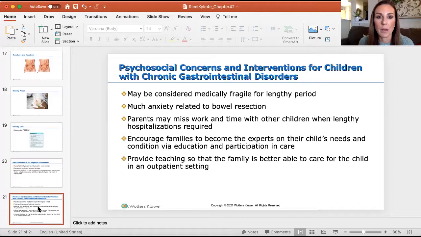There are some psychosocial concerns for patients that have chronic GI disorders. You just want to make sure that you're very cognizant of that, and you take that into consideration, especially when you're caring for the families. You want to be encouraging to the children themselves. You don't want them to feel like this is the end all for them, and you want to make sure that you're giving them the best teaching possible, so that the parents can take care of the child in an outpatient setting, and they're not constantly having to come in for little things that they can do themselves.